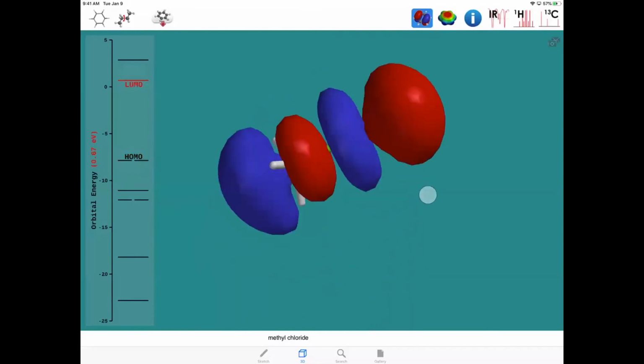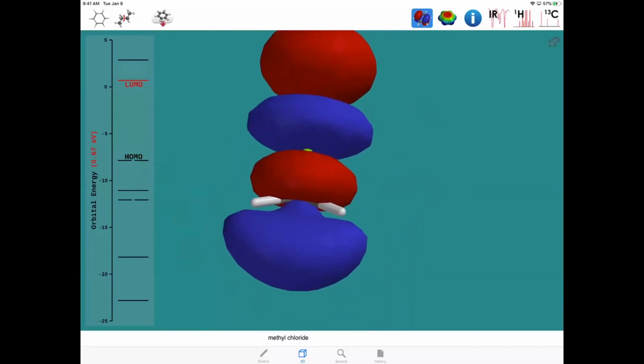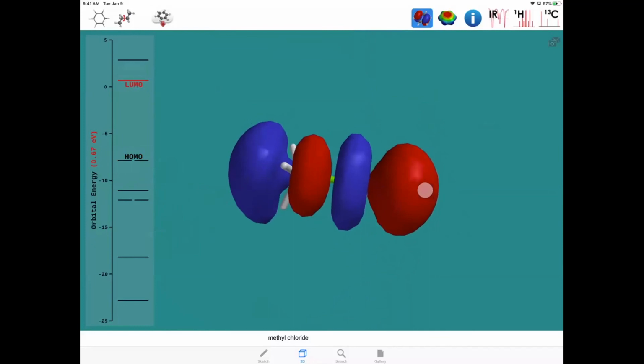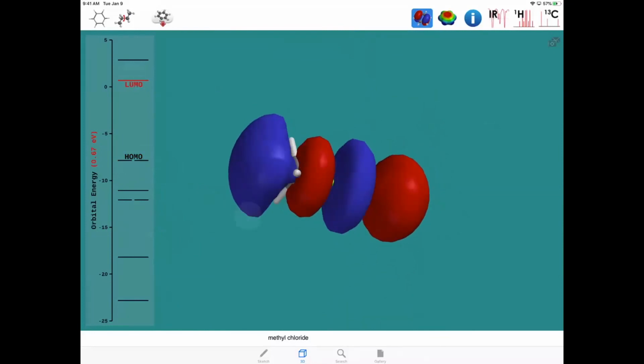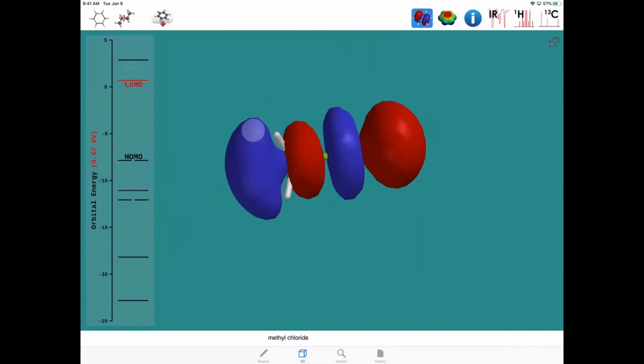And then our LUMO is the, I have to touch part of the molecule and drag it. This is our carbon-chlorine sigma star, basically. All right. So we're getting pretty close to the pictures that we get from calculations, simply by mixing things together. There's a ton of these we could do. They're in the text.